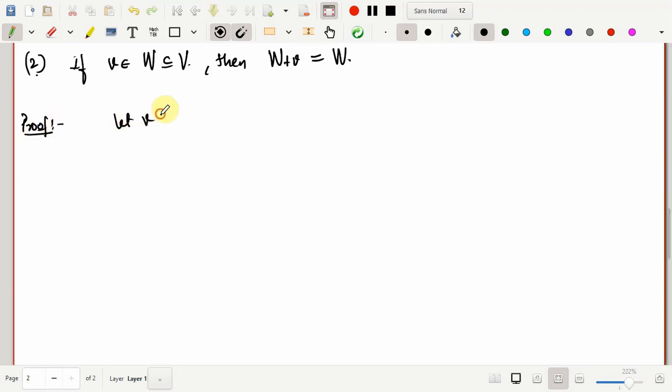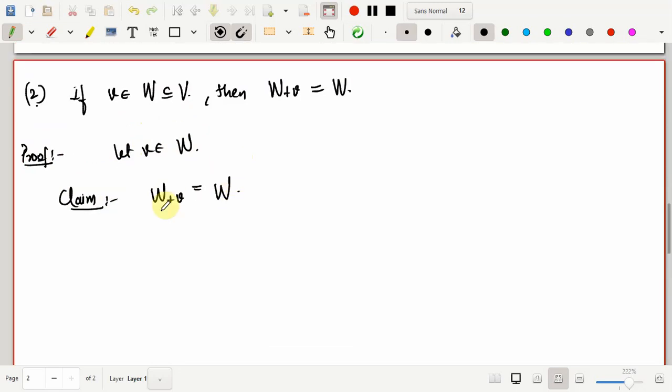So let v be an element coming from W itself. What I need to prove is that this W plus v is the same as W. So I'll prove this as usual, that is, I'll show that W plus v is a subset of W and W is a subset of W plus v, right?